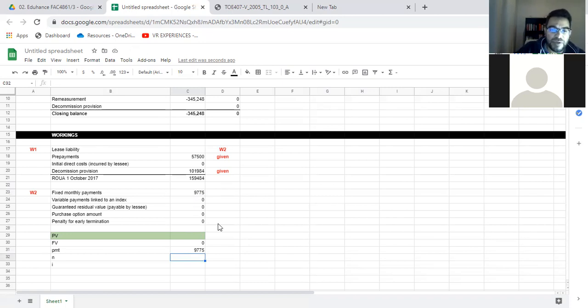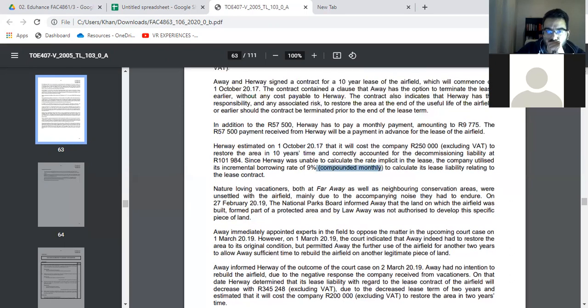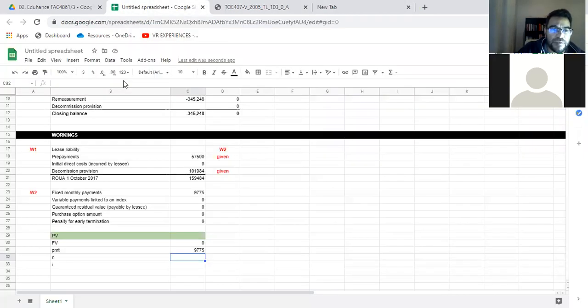But remember, I just want to check that quickly. I think if I read that correctly. So N is a period of 10 years. So here they're telling us in 10 years' time, they say it's compounded monthly. I'm not sure here, so I'm assuming it's compounded monthly. So remember, the monthly payment is 997.